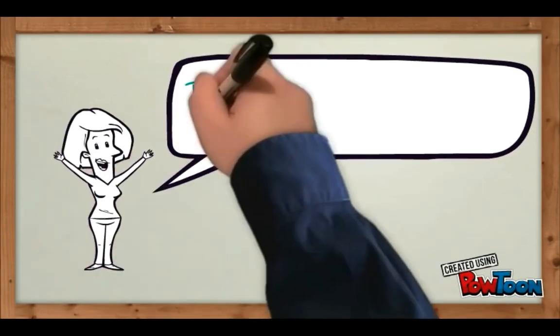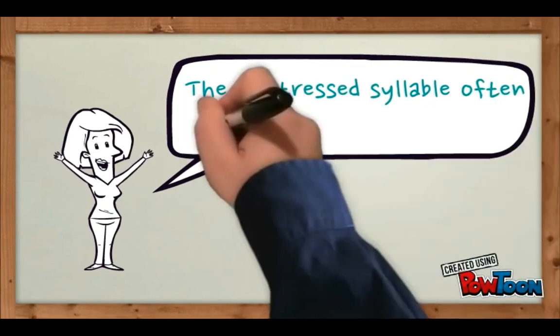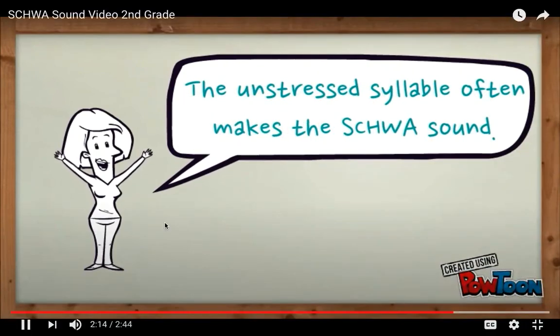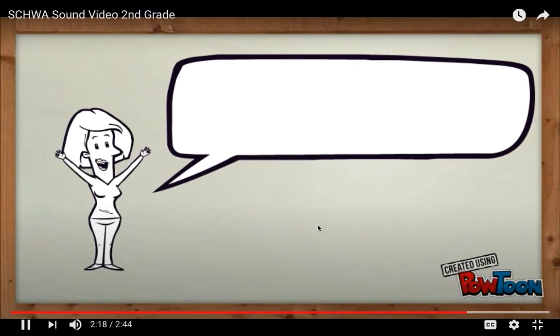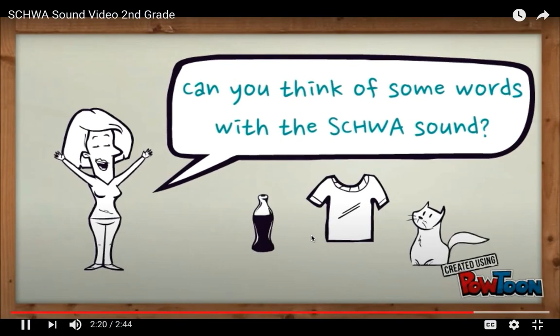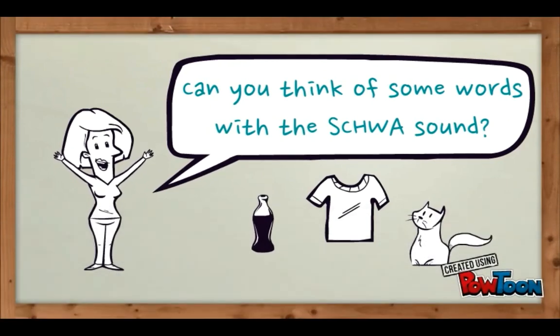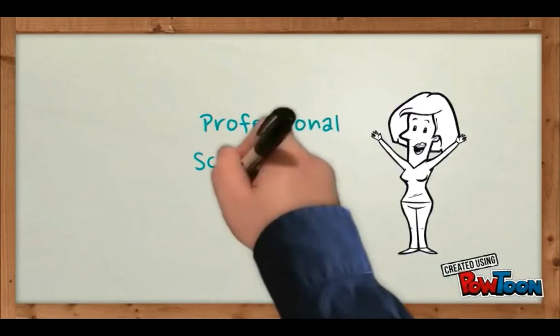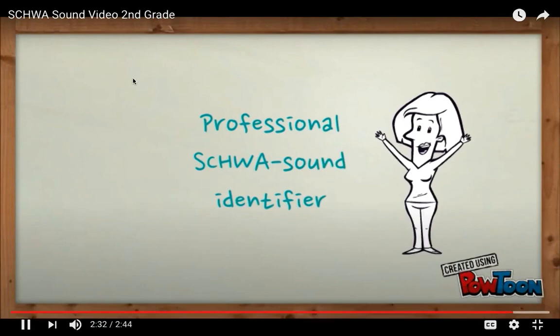So now when you read and speak, you can recognize words that might be pronounced differently than they actually look. Remember, when you have an unstressed syllable, it often makes the schwa sound. Look at the things you're wearing and that are around you. Is there anything that has a schwa sound in it? Find at least 2 things with a schwa sound in the word. You may now consider yourself a professional schwa sound identifier.